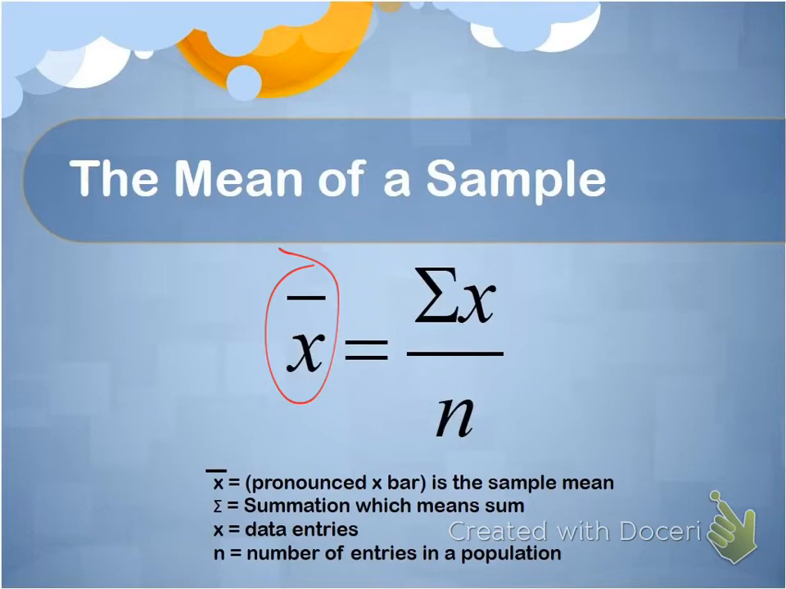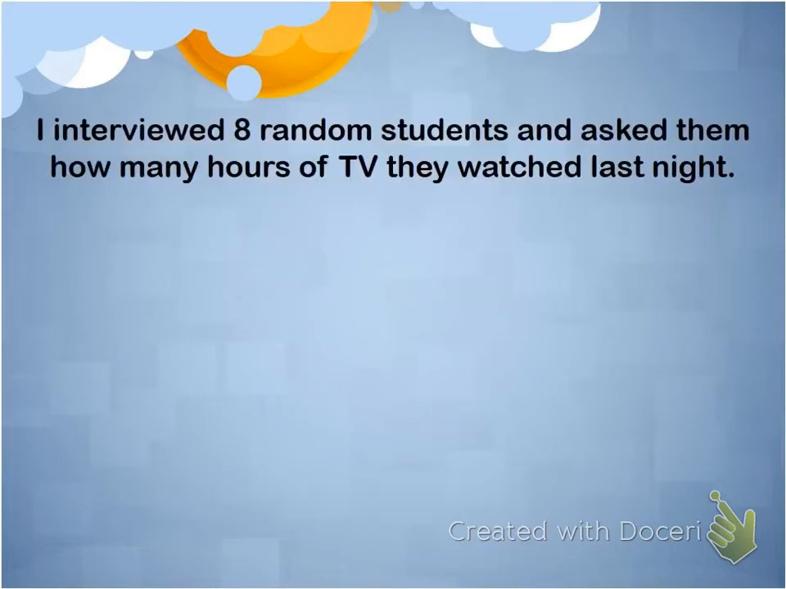But again, everything else is the same. We're going to add up our data entries and then divide by the number of data entries that we have to get our mean, to get our average, right?